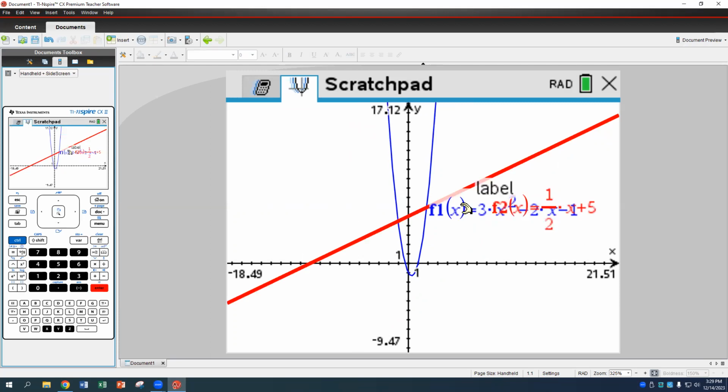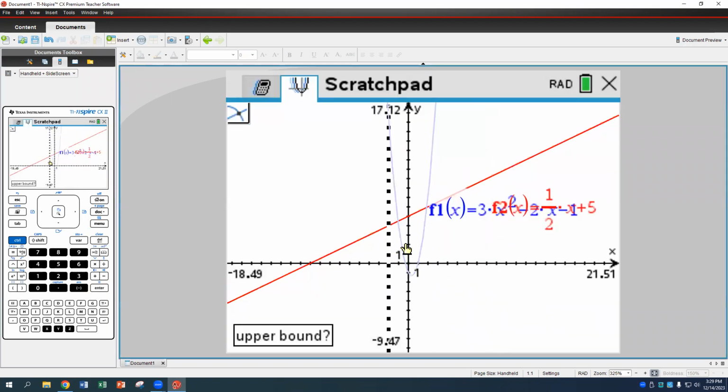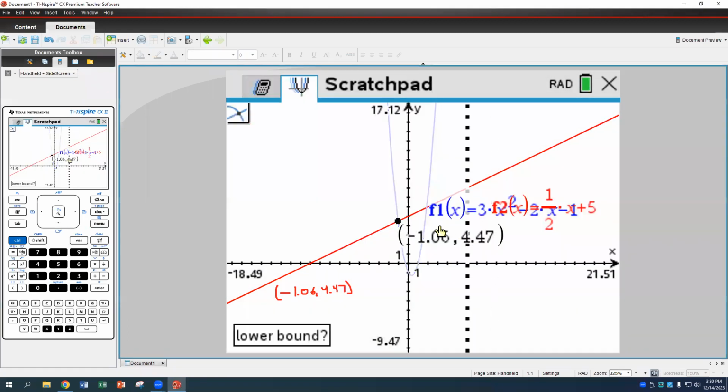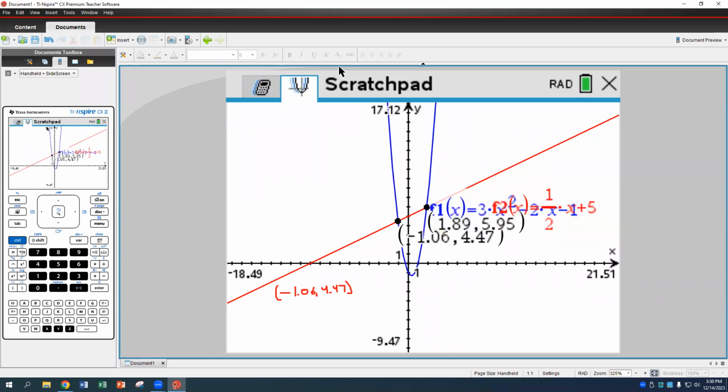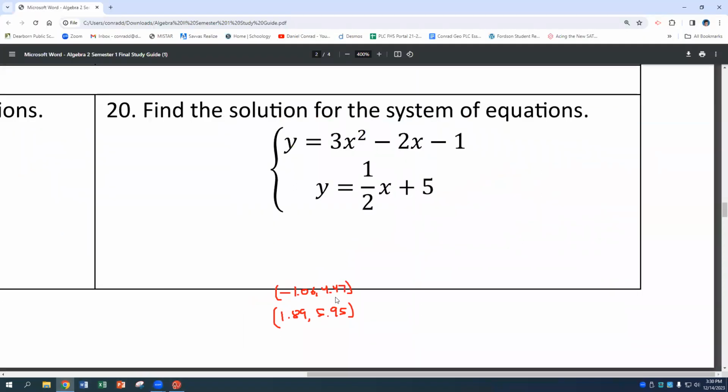Yep. Okay, so to find our solutions, we would have to do menu, analyze graph, intersection. Click to the left, to the right, there's one intersection. So negative 1.06, comma 4.47. Okay, and then we can do menu, analyze graph, intersection, because we have another solution over here. And that's going to be 1.89, comma 5.95. Okay. Which are the two answers.